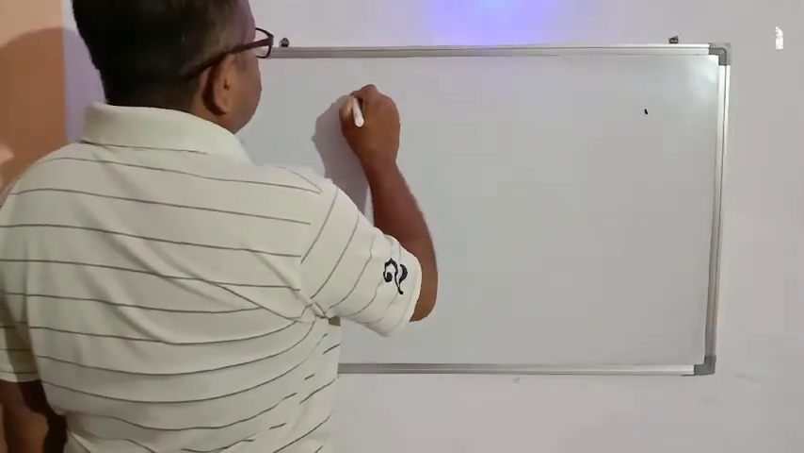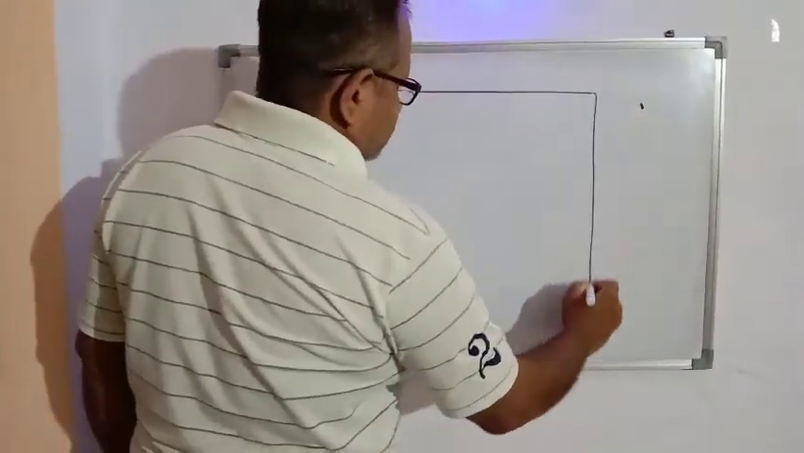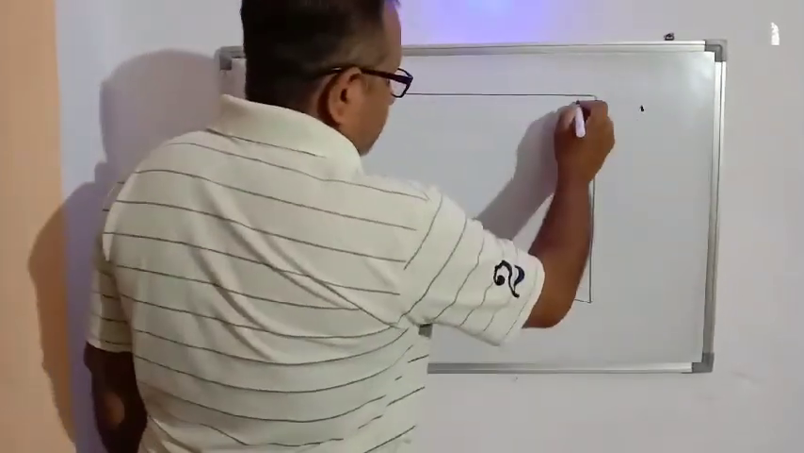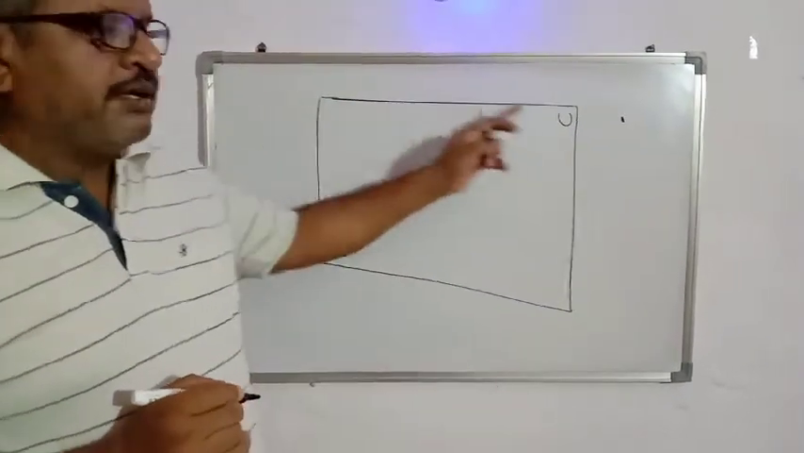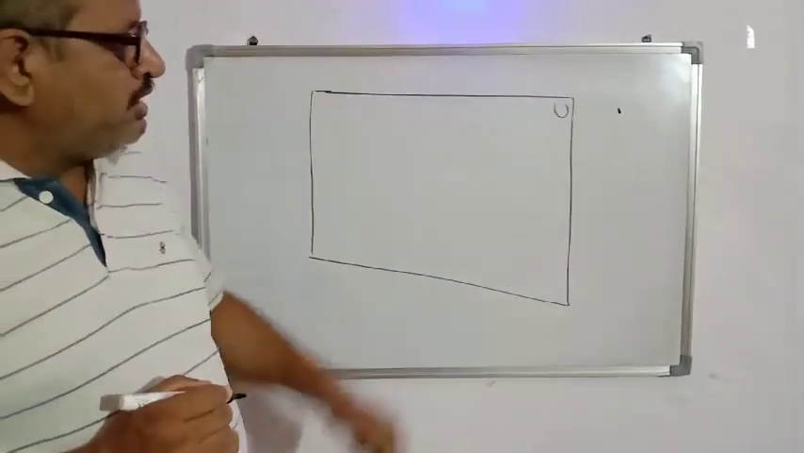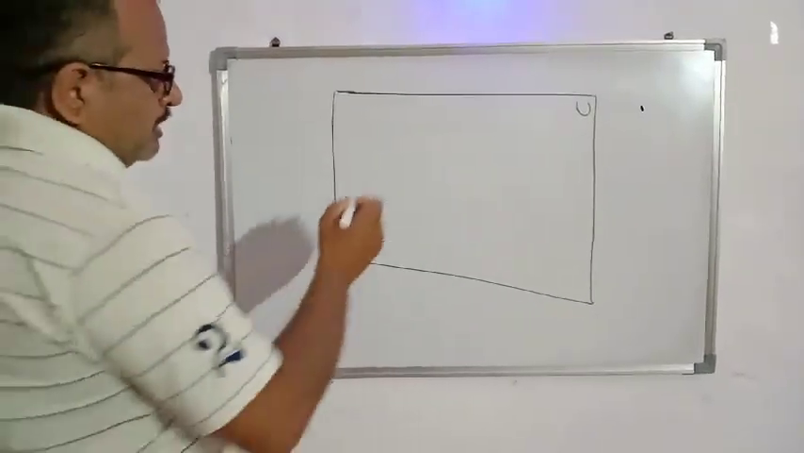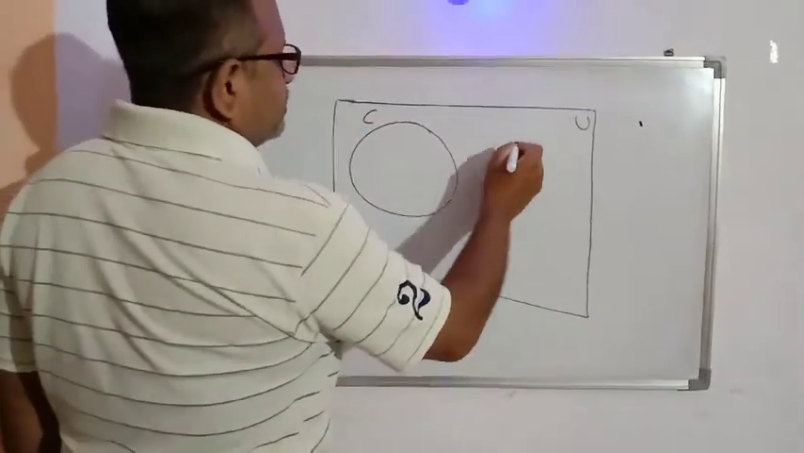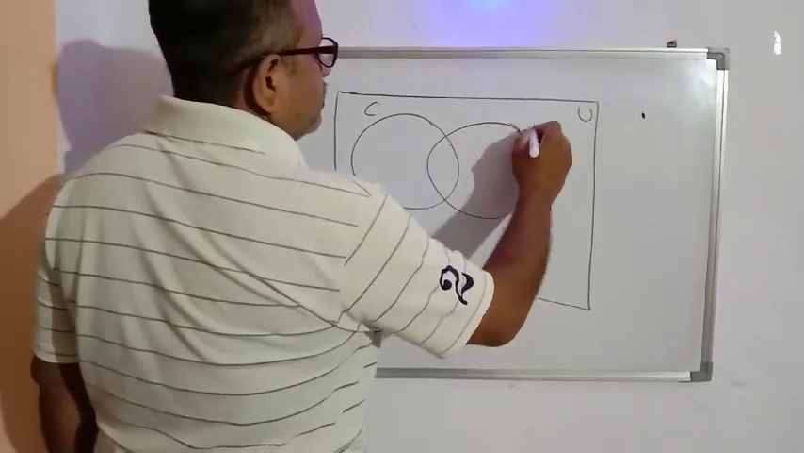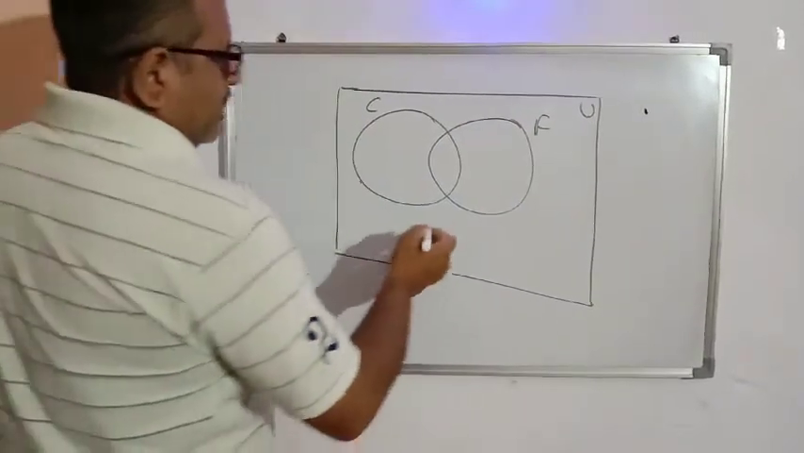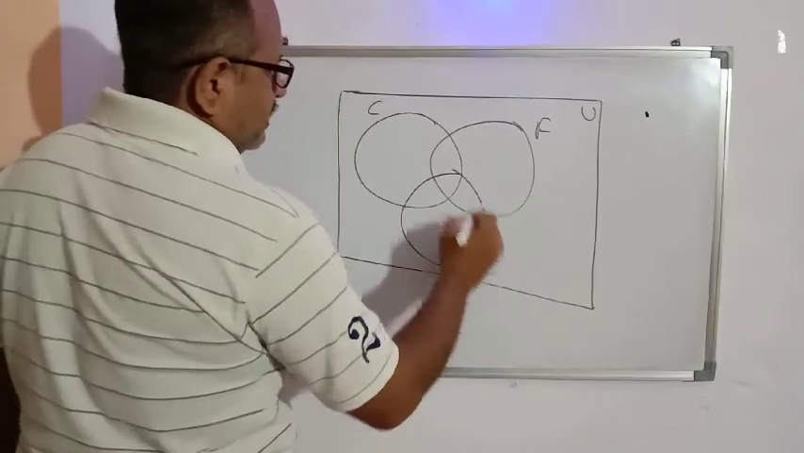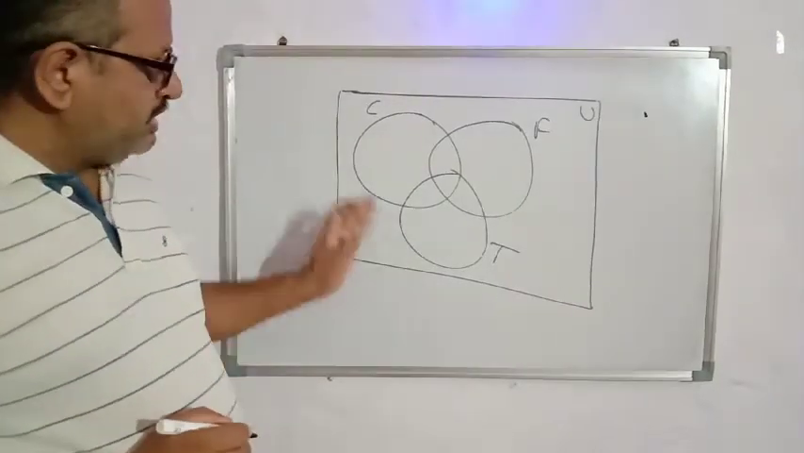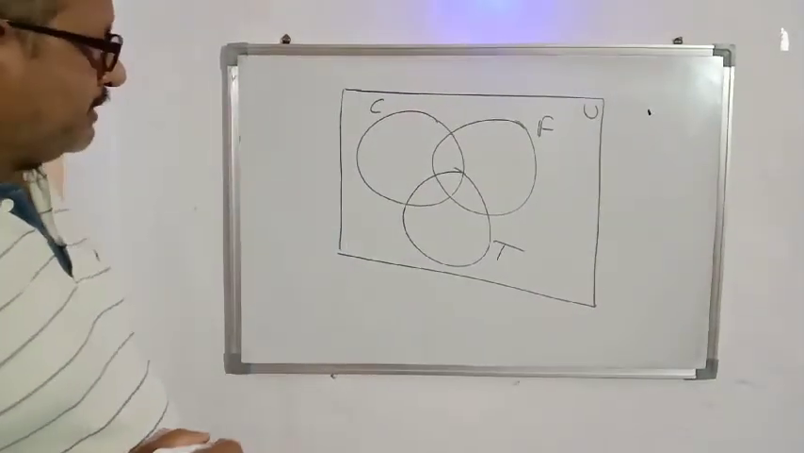Firstly, we will make a rectangle for the universal set. Universal set means all the students, so for all the students we will draw a rectangle. Let us suppose this circle is for cricket. This circle represents the students who play football, and the third circle represents the students who play tennis. So in this way we will draw the Venn diagram.